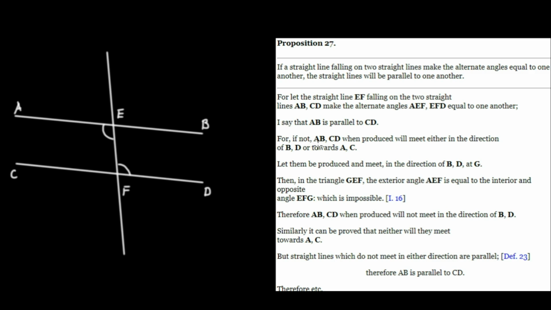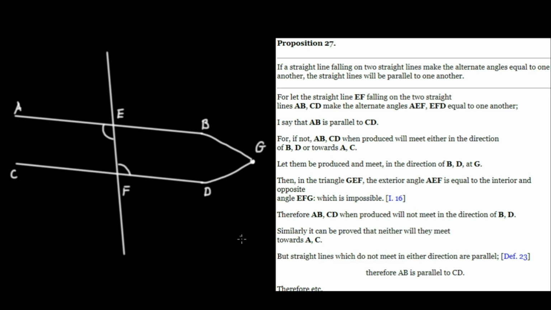For if not, AB and CD, when produced, will meet either in the direction of BD, either over here, or towards AC. We'll take the first case: let them be produced and meet in the direction of BD at G. So what he's saying is, let's say AB when produced, and when CD is produced, they meet over here. We'll call this point G.